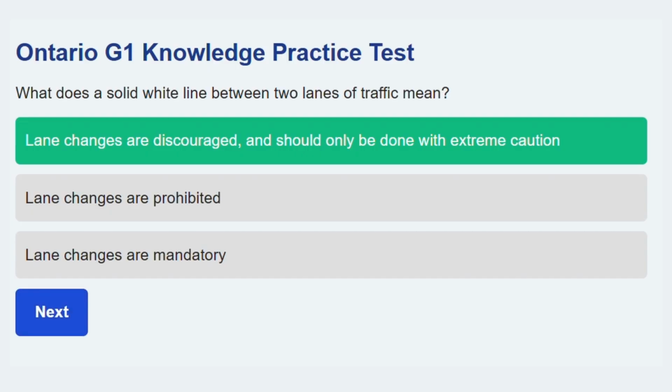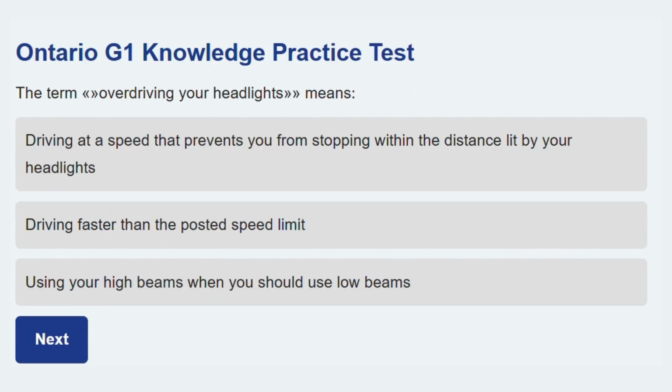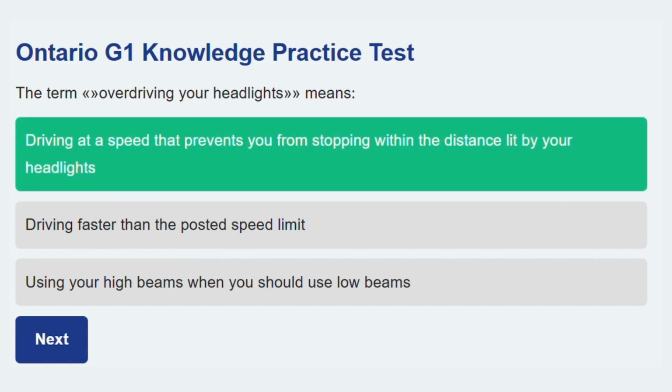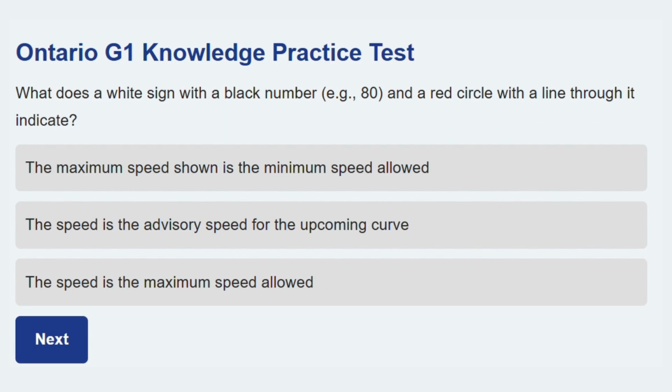Let's continue. The term overdriving your headlights means driving at a speed that prevents you from stopping within the distance lit by your headlights. If you cannot stop in the distance you can see, you are driving too fast for night conditions.